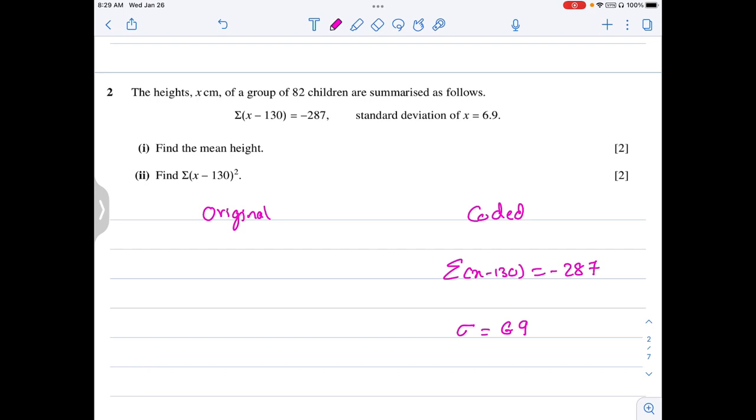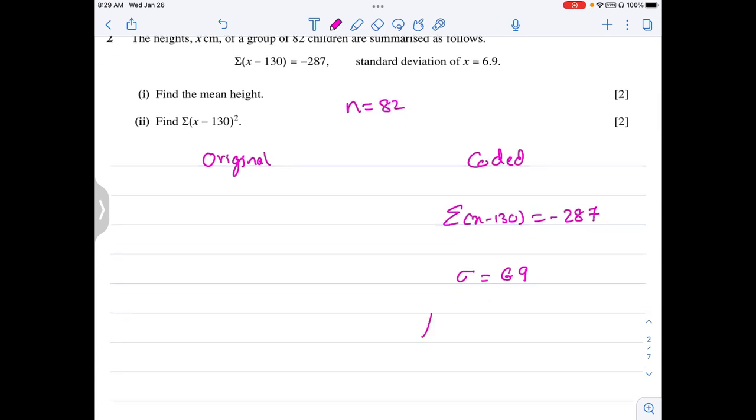He is asking us to find the mean height. And n is equal to how much? 82. So I am going to find the coded mean. Coded mean means sigma x minus 130 divided by n, which is minus 287 divided by 82. This is the coded mean. So I want to get the original mean.